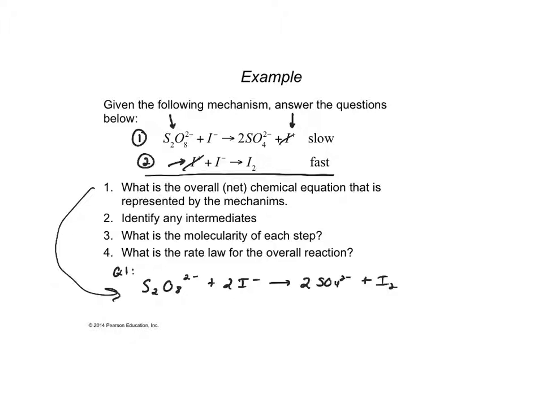All right, question 2, identify any intermediates. Are there any intermediate species in this mechanism? Have we made something and then immediately used it? What have we made? I plus, right? So if it asks you to identify an intermediate, all you would have to say is there's one, and it's I plus.